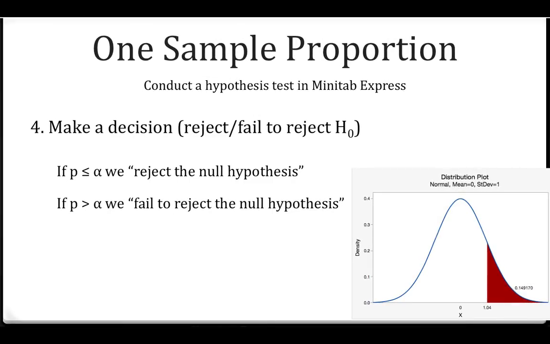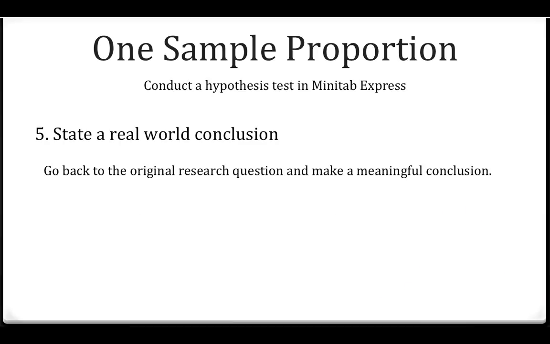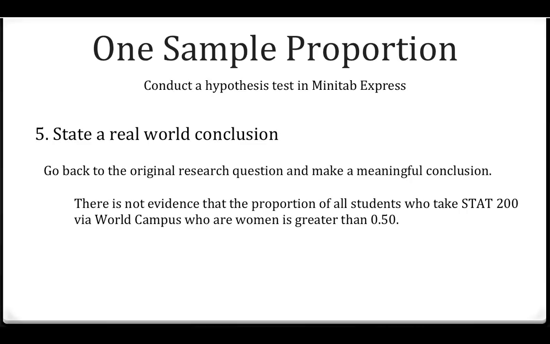Now that we have our p-value, we can move on to step 4, make a decision. Our p-value is greater than the standard alpha level of 0.05, so we're going to fail to reject the null hypothesis. In step 5, state a real-world conclusion. We'll go back to that original research question to make a meaningful conclusion. We failed to reject the null hypothesis, so there is not evidence that the proportion of all students who take STAT 200 via World Campus who are women is greater than 0.50.